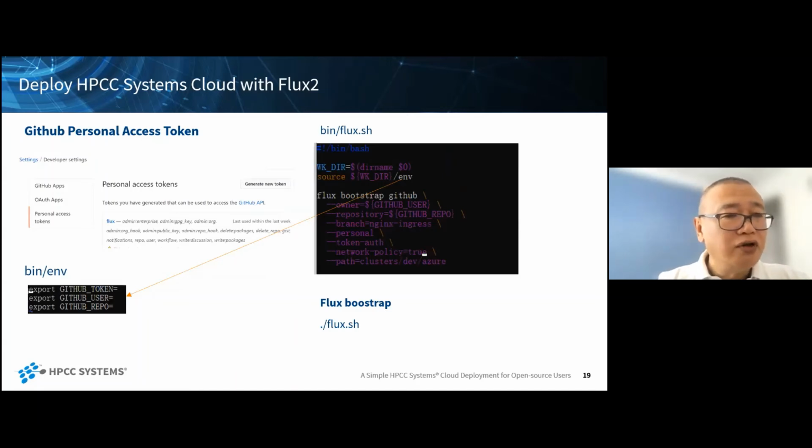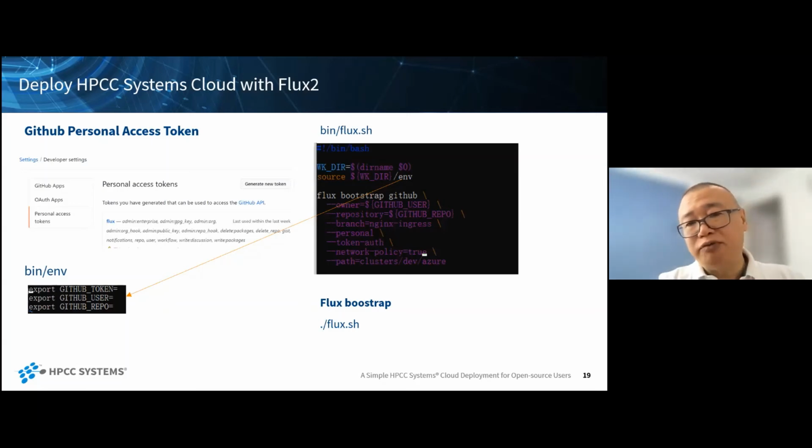So with all the repos we talked about, when using Flux to communicate with your repo, you need to give a token. So you need to create a personal access token for your repo. And also you need to define several environment variables. So we provide an env file in the bin directory that defines the 3 environment variables, particularly one is your token.